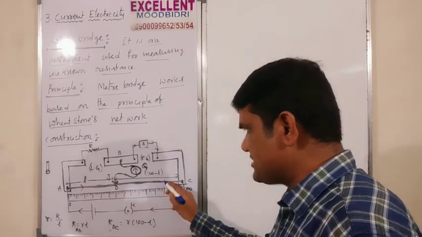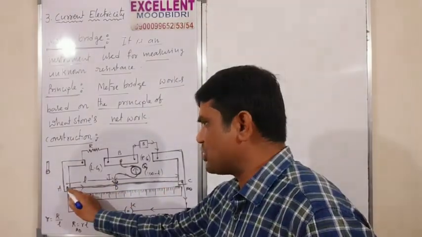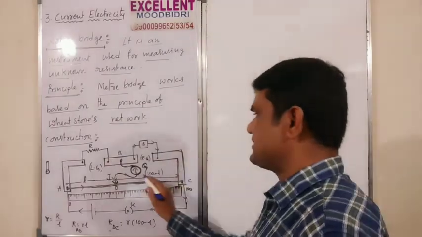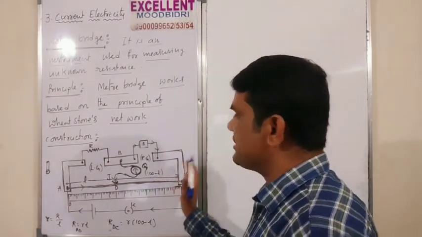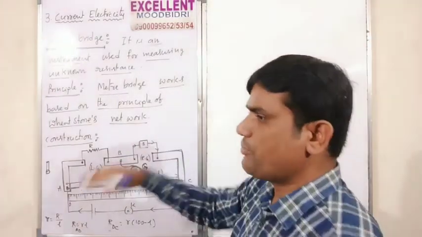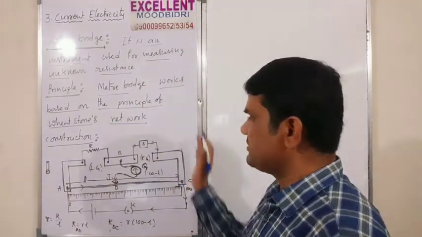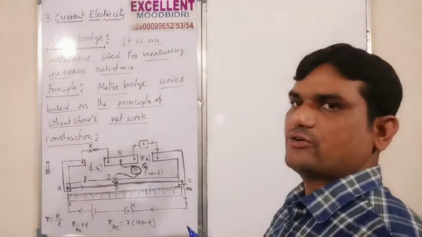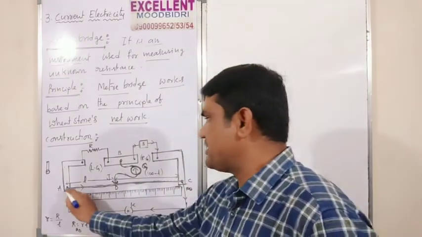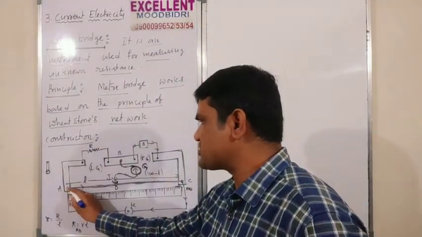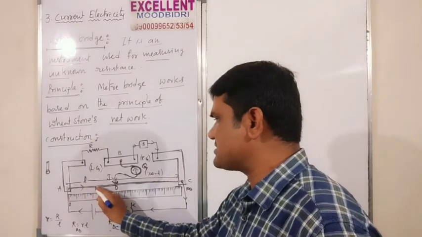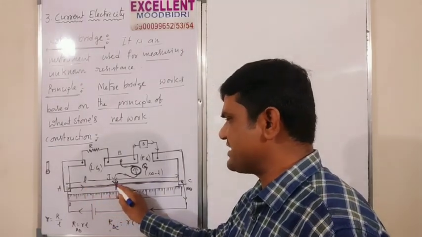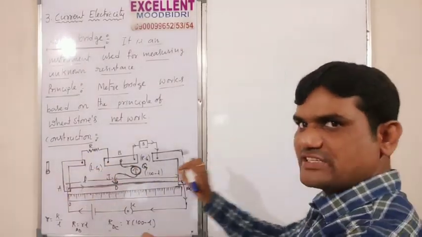If I keep the jockey here, it can deflect in this direction. If I keep it on the opposite side, the deflection should take place on that side only. So now I will keep the jockey here and slide it slowly on the manganin wire itself, like that.